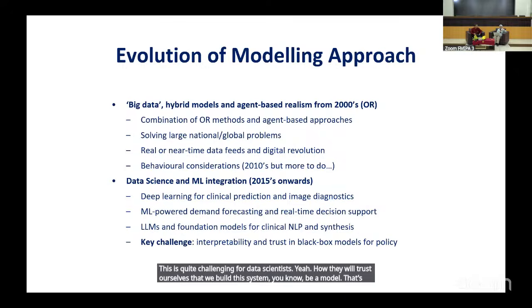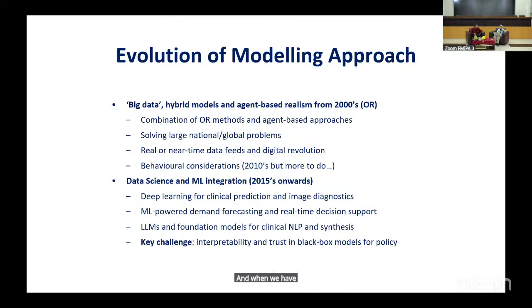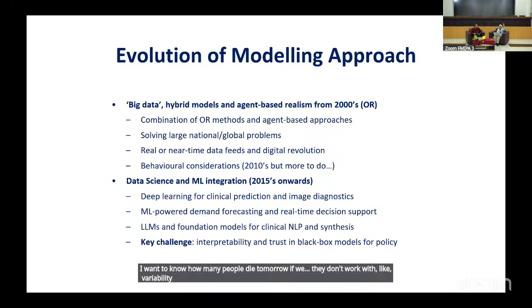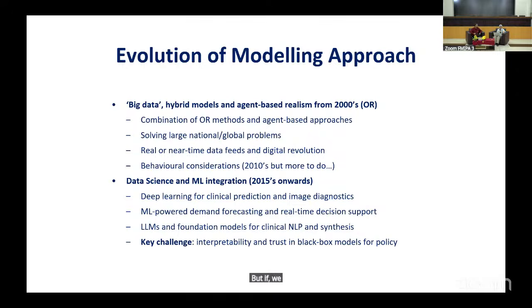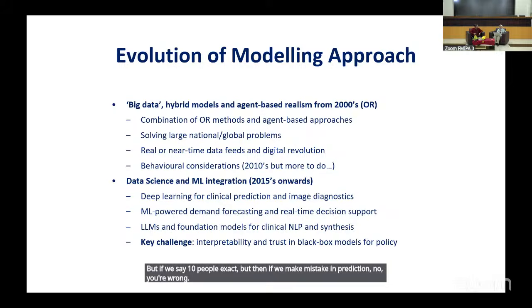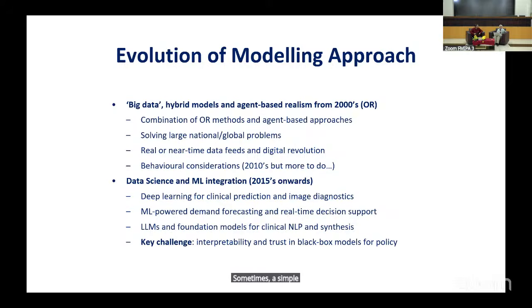That's difficult. And when we have the results, sometimes they work with exact numbers. I want to know how many people die tomorrow. They don't work with variabilities, like confidence intervals. They don't like that. If we say 10 people exactly, but then we make a mistake in prediction, they say, you're wrong. Sometimes a simple communication like that could be quite challenging in order to gain trust.